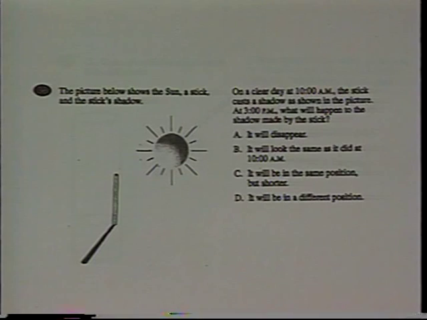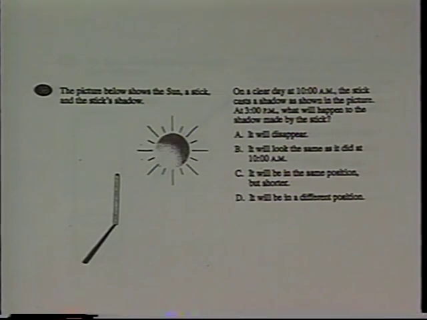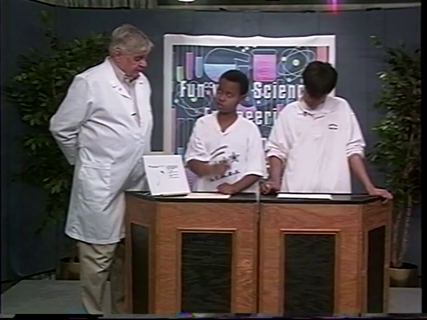The picture below shows the sun, a stick, and the stick's shadow. On a clear day at 10 a.m., the stick casts a shadow as shown in the picture. At 3 p.m., what will happen to the shadow made by the stick? A, it will disappear. B, it will look the same as it did at 10 a.m. C, it will be in the same position but shorter. D, it will be in a different position. Yeah, because the sun will be in front, so it'll be in a different position.